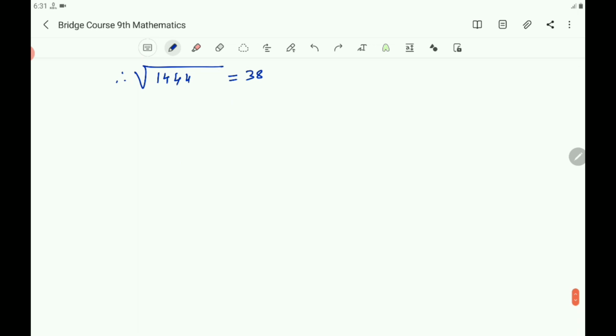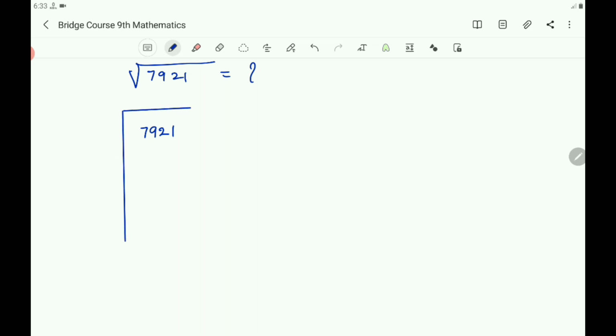Find the square root of 7921 by the division method. Then you take 7921 and write it here. Now you take the bar, starting from the units digit: 1, 1 and 2. So the bar is for 21. Next you get the second bar, which is also for 2 digits.